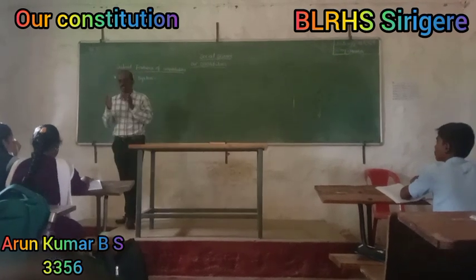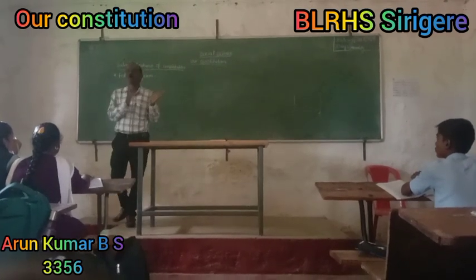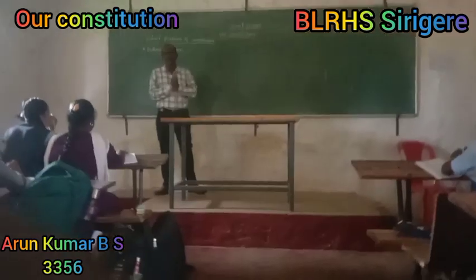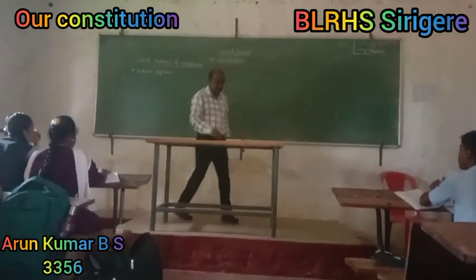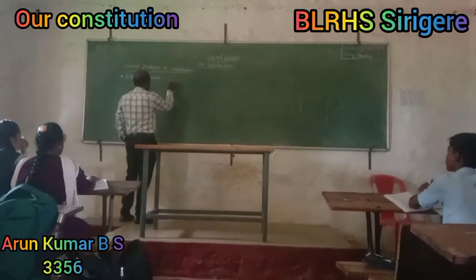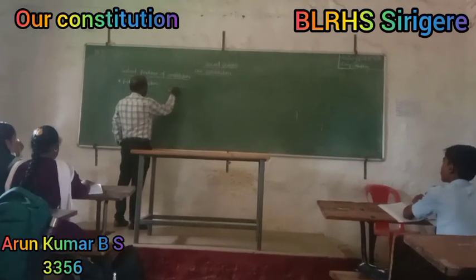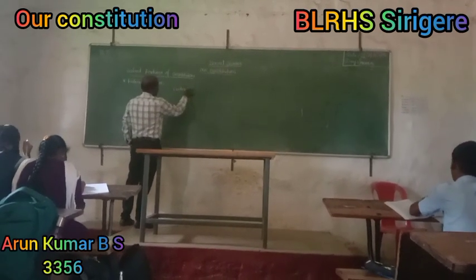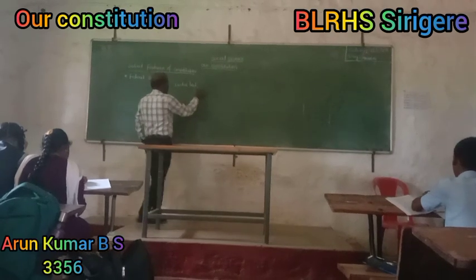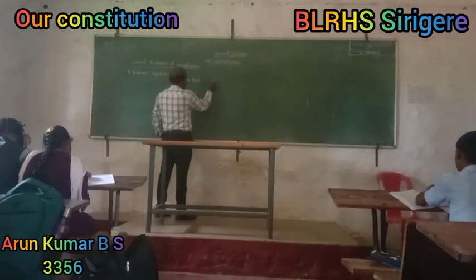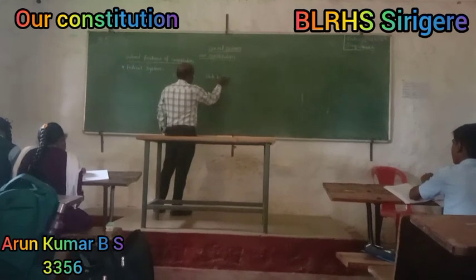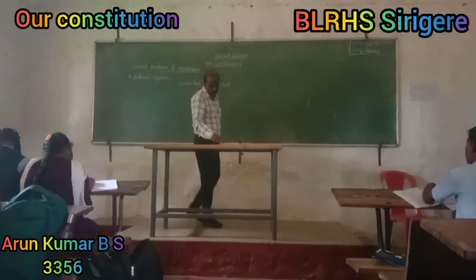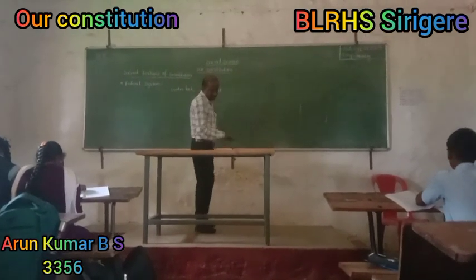So the subjects belonging to the country have been divided into three parts. One is the central list, another one is the state list, and the third one is the concurrent list.